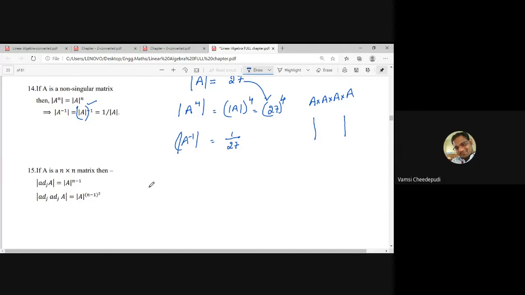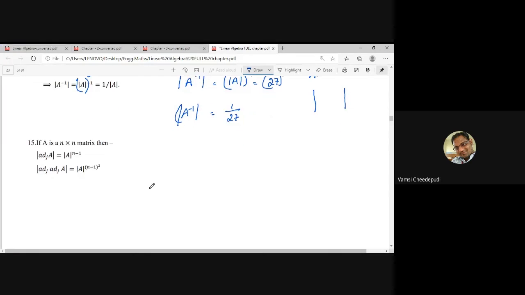A inverse exists because A is non-singular. And if A is an n by n square matrix, then adjoint A, actually adjoint means transpose of a cofactor matrix. That thing we can discuss. But in the properties, let me finish here first. Determinant of adjoint A is det A whole power n minus 1.